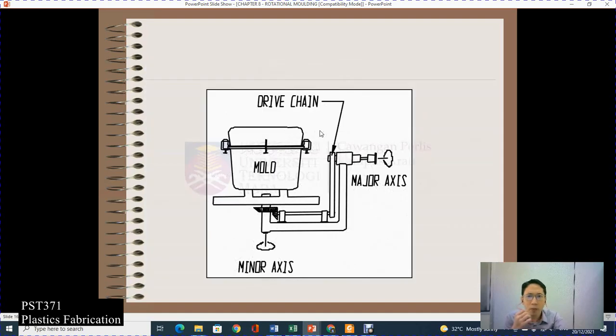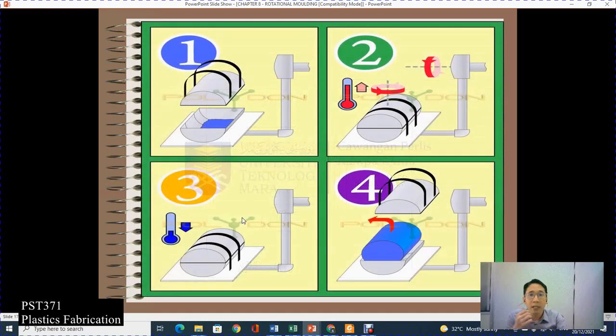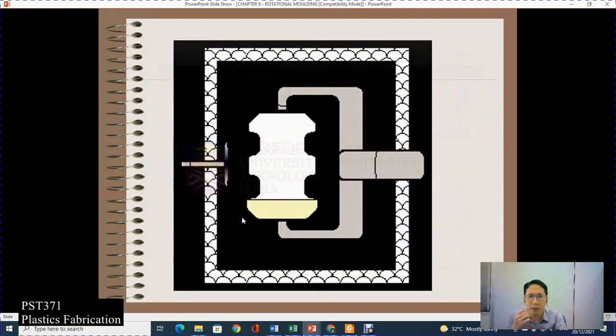So this is the bigger illustration for the major and minor axis. The major axis rotates about the Y-axis, and the minor axis rotates about the X-axis. This is another illustration. I think nothing much to worry about this. I already explained that one.